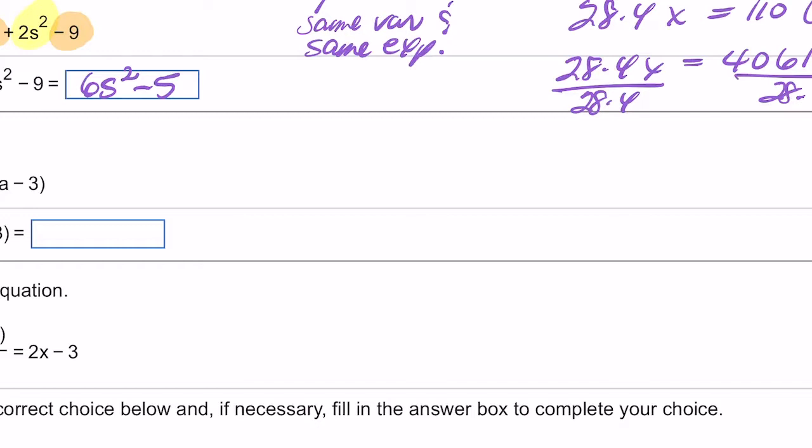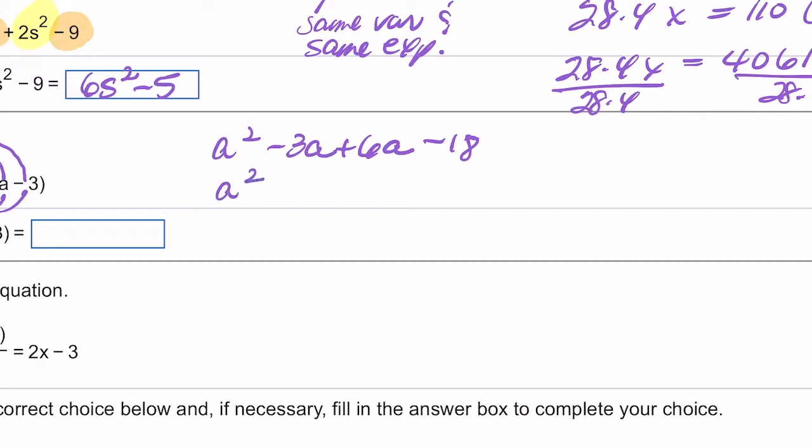In number 42, I have a binomial times a binomial, right? 2 terms times 2 terms. So we can use FOIL. So I'm going to do first times first. A times A gives me A squared. Outer times outer. A times negative 3 is negative 3A. Inner times inner. 6 times A is 6A. Last times last. 6 times negative 3 is negative 18.